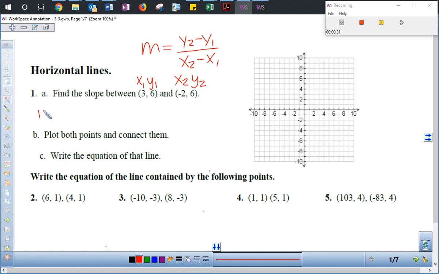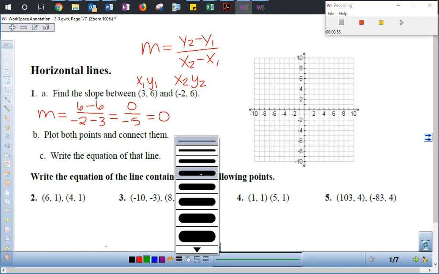So m is going to equal y sub 2, which is 6, minus y sub 1, which is 6, over x sub 2, which is negative 2, minus x sub 1, which is 3. So 6 minus 6 is 0, over negative 2 minus 3, which is negative 5. And then 0 divided by anything is just going to give me a result of 0. So my slope here is 0.